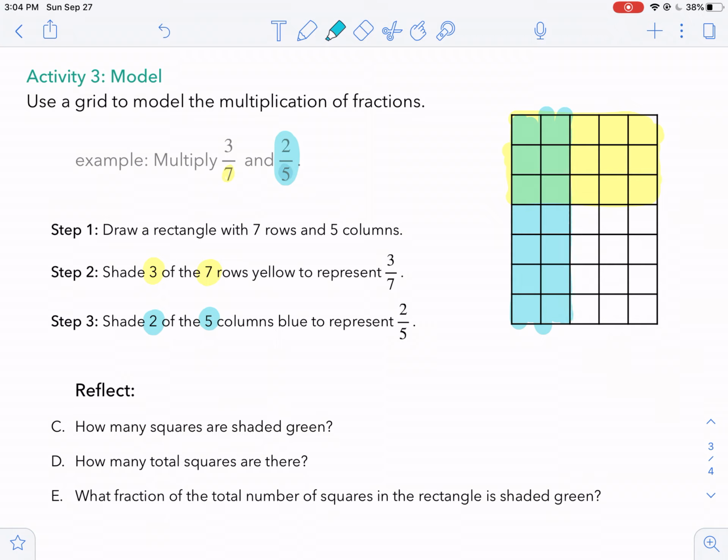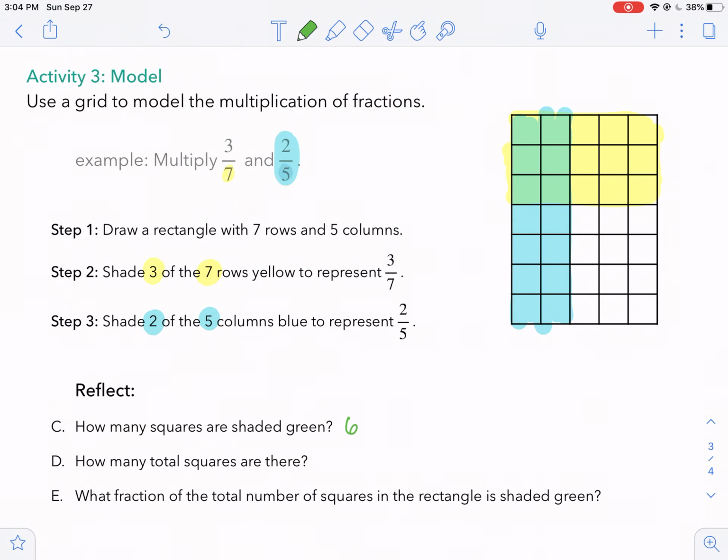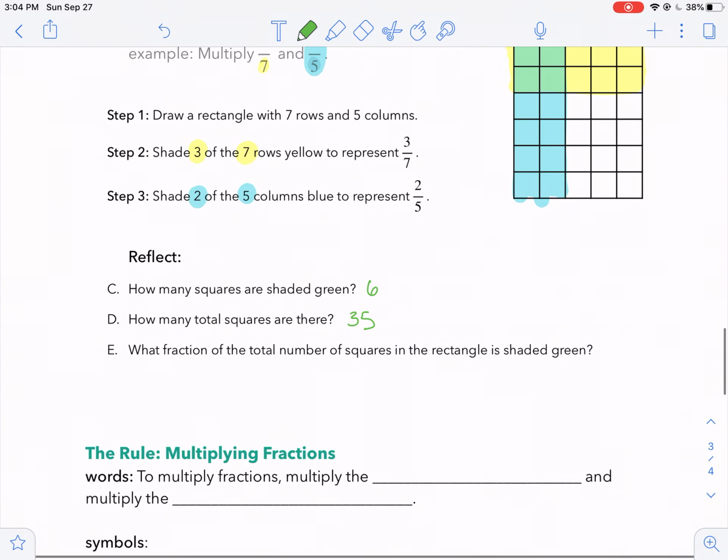Now where's the overlap? How many are shaded green? These guys. These are green. Great. Well, what does that mean? Well, we have 6 total green guys. And our total squares, 7 times 5 is 35 total. So what fraction of the total number of squares are shaded green? Well, that would be 6/35. Is that cool?